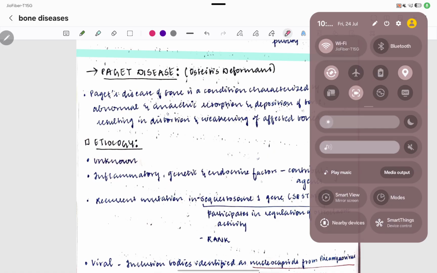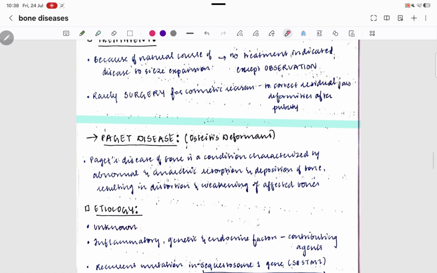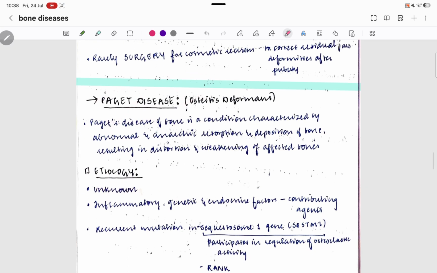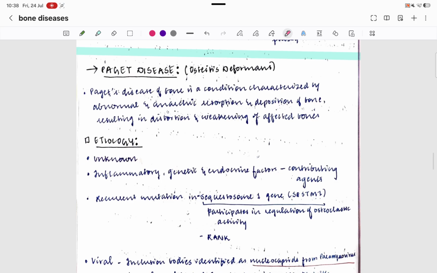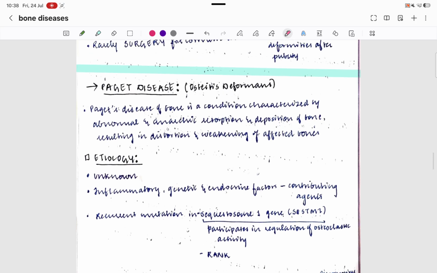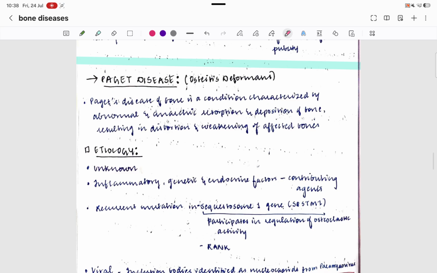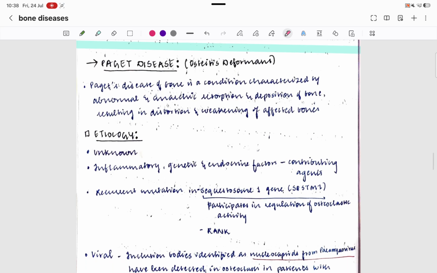Today I'm going to start with another topic, that is Paget's disease. Last video was on cleidocranial dysplasia. After this we're starting Paget's disease. So let's read what Paget's disease is, and this has been asked for a 5 marker, so please pay attention.